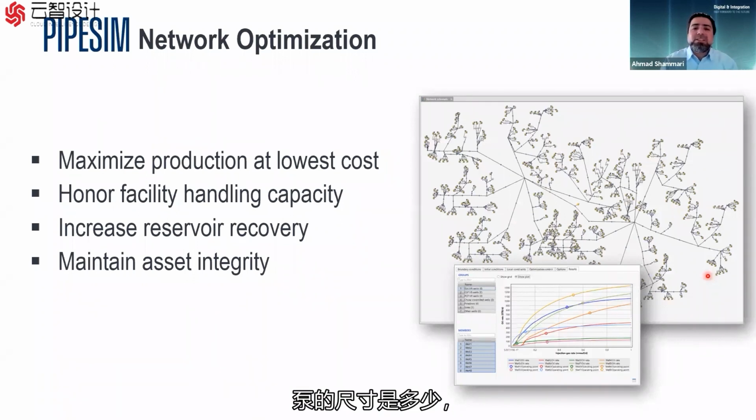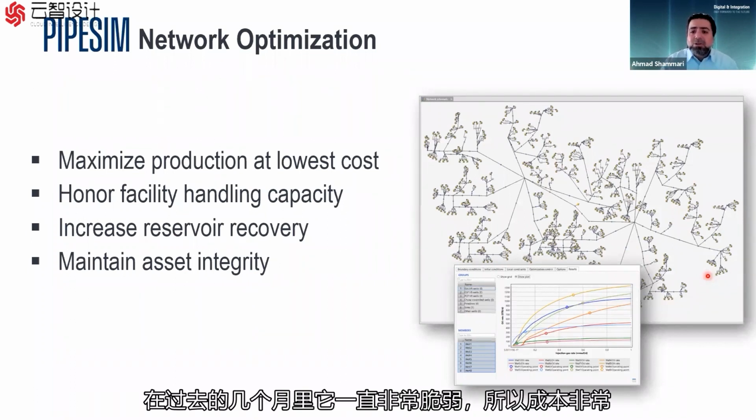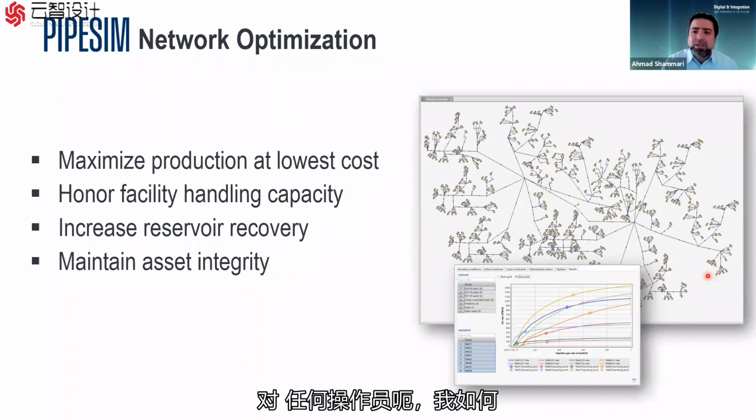how much? What is the size of the pump? And when, let's say, the system is in place, how can I reduce the power consumption to maximize my production? And how can I reduce, for example, the gas lift rate to maximize my production? This is an important question, and especially, as you know, the oil and gas industry has been really fragile in the past months. So cost is very important, all right, for any operator.